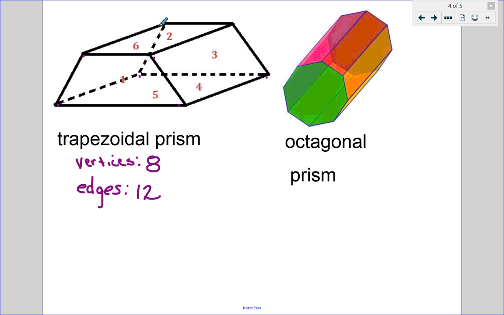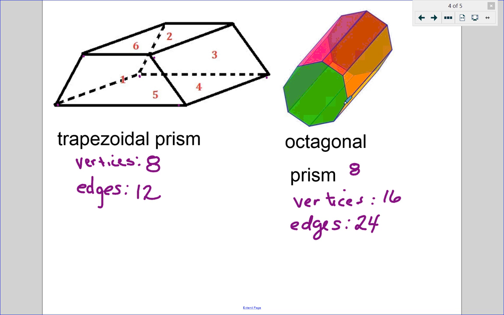Octagonal prism, how many sides in an octagon? 8. So my vertices, I multiply that by 2, so I have 16. My edges, I multiply that 8 by 3, and I get 24. So I should have 24 edges. 8 here, 8 there, that's 16, and then the 8 that connect the two of them together, which makes it 24 edges.